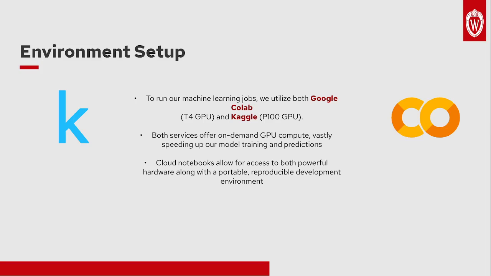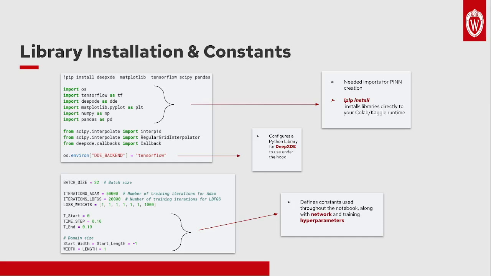In developing and running our code, we use both Google Colab and Kaggle interchangeably, as they offer on-demand GPU usage which speeds up our computation greatly. The cloud notebooks also allow for easily reproducible code that can be run on almost any machine with an internet connection. Let's start now going over the code and implementation.